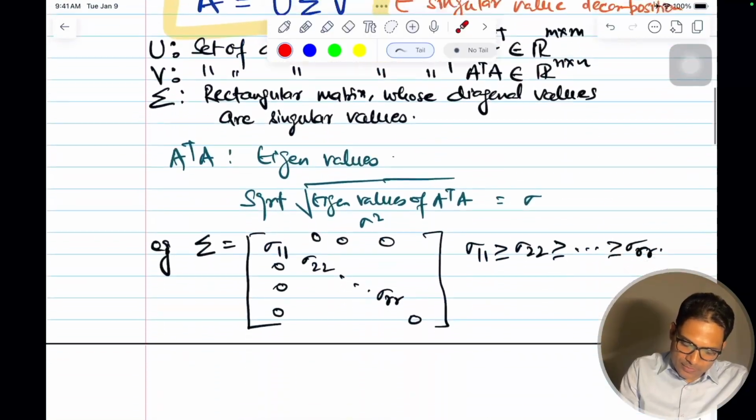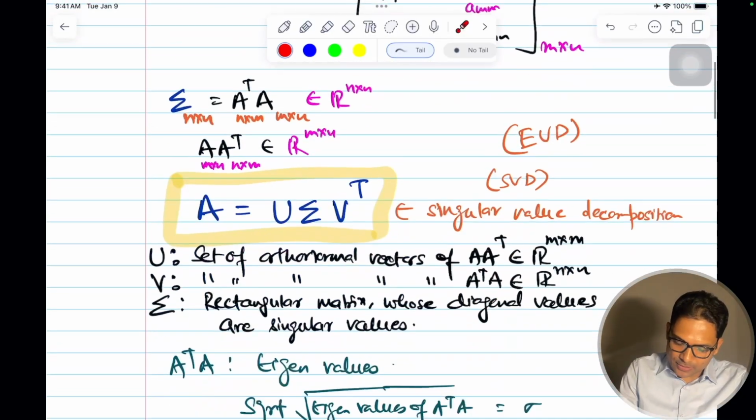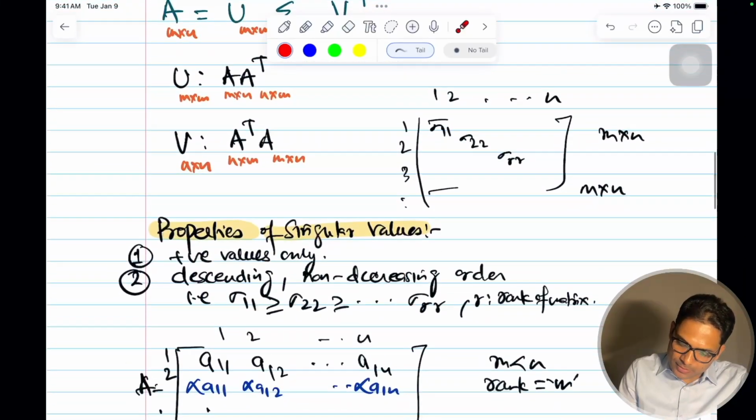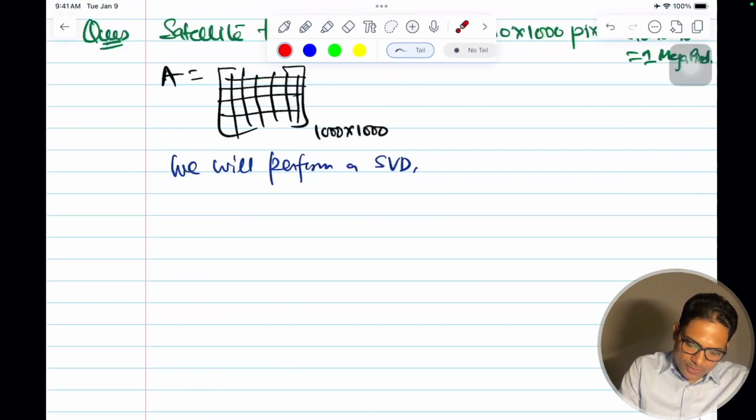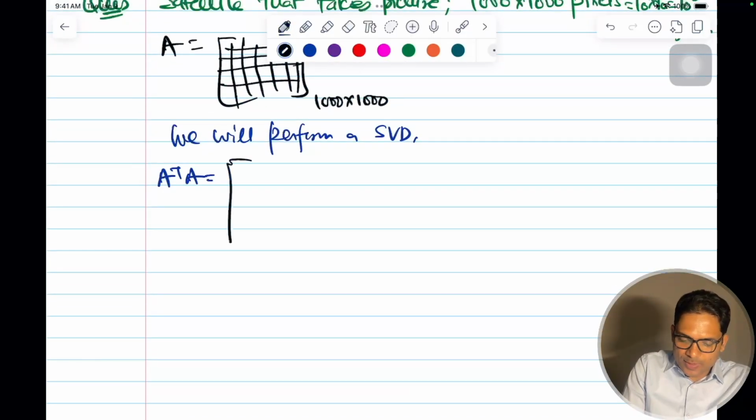So we discussed this in the principal component analysis also. The covariance matrix, somewhere I did. Okay, so if not, let me quickly tell you. For example, A transpose A is equal to your covariance matrix here, right?